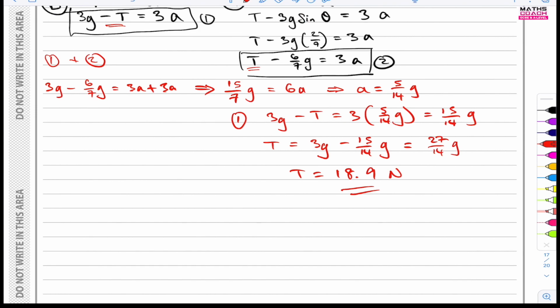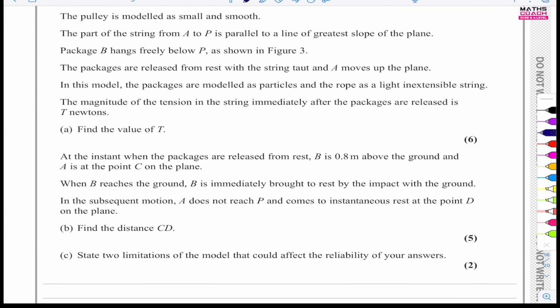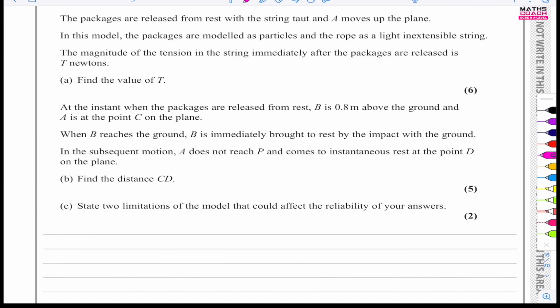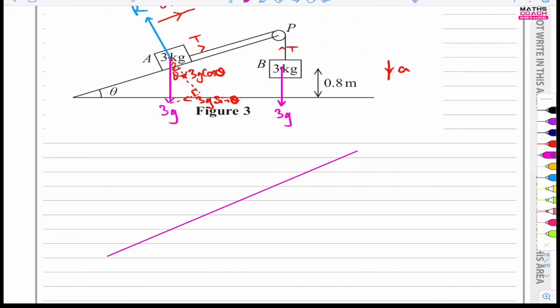Let me draw another diagram for this one. This is question B. When they're released, B is 0.8 meters above the ground, and A is at point C. And when B reaches the ground, B comes to rest, whereas A comes to rest at point D on the plane. So A does not reach the pulley. So particle A starts here, at rest because it starts at rest. I'm going to put B here, and I'm going to put C there.